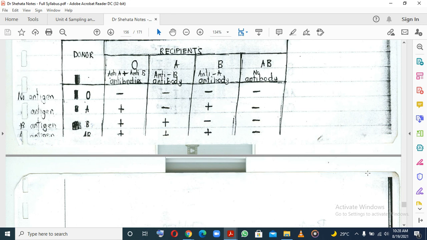Then we go to blood group AB. Blood group AB has both antigens, antigen A and antigen B. So it doesn't have any antibodies, because if it had an anti-A, it would kill itself, because it's got a part of it which is what?